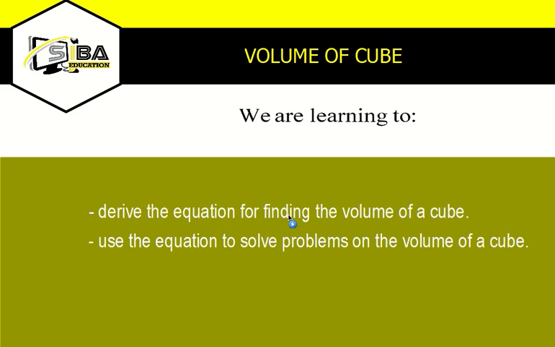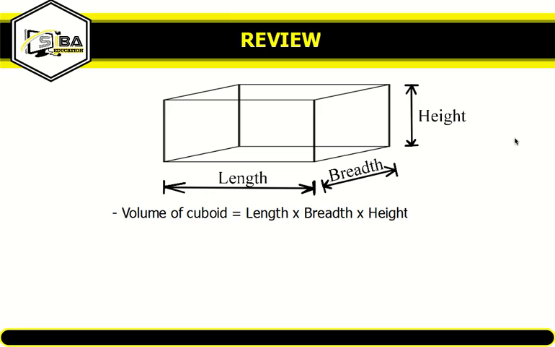But before that, let's make a quick revision on what we learned in our previous lesson. In our previous lesson, we were looking at the volume of a cuboid, and we learned that to find the volume of a cuboid, you multiply its 3 dimensions. That is, you find the product of the length, the breadth, and the height of the cuboid. Okay? This knowledge is going to be very useful as we want to derive the equation for finding the volume of a cube.